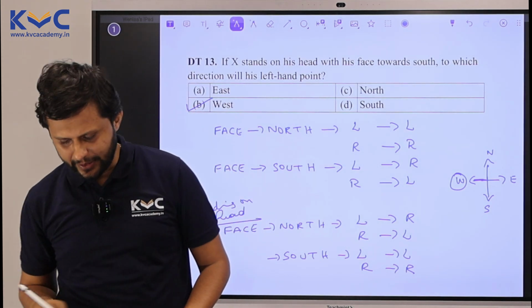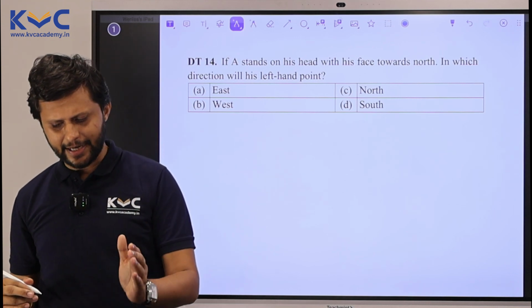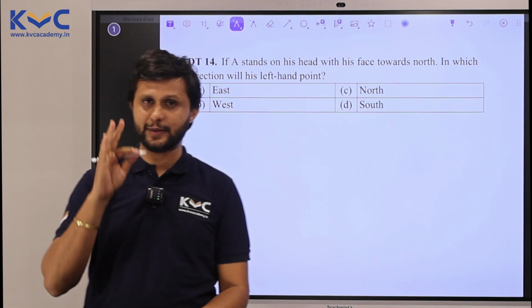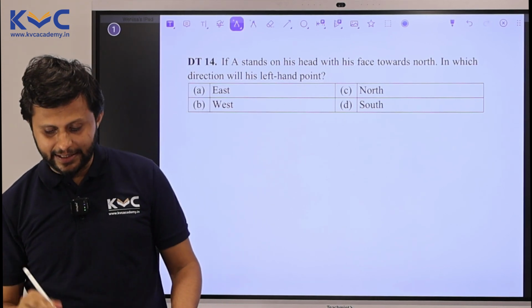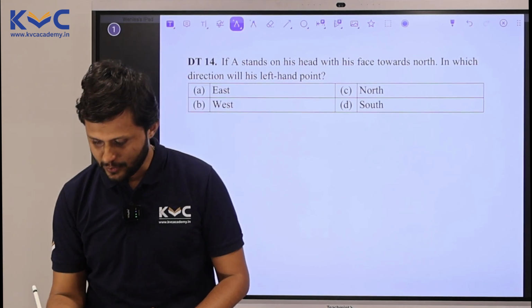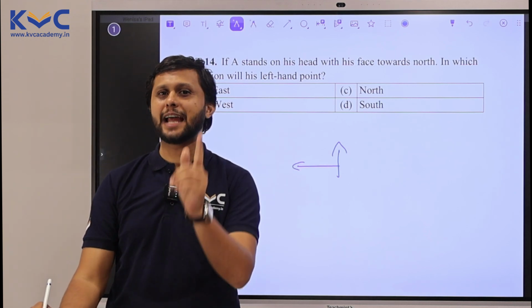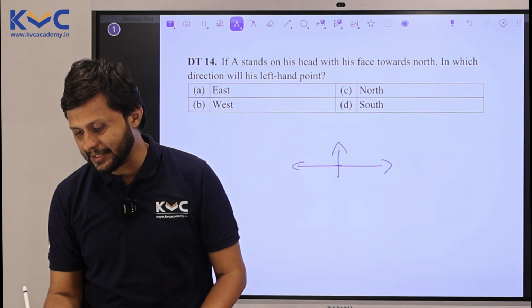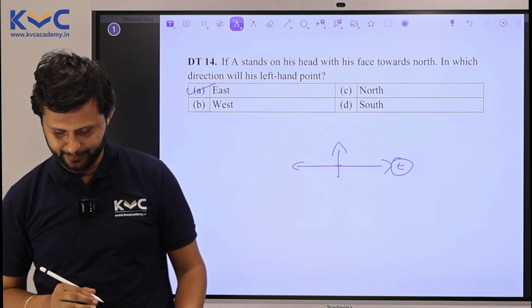Go to question number 14. I'm sure we'll get the answer for this one very quickly. A stands on his head again and his face is facing north. So left becomes right, right becomes left. To which direction is his left hand facing? Normally left is left, correct? So if this is north, this should have been our normal answer, but this time he is standing on his head. So it is the other direction and the answer is east.